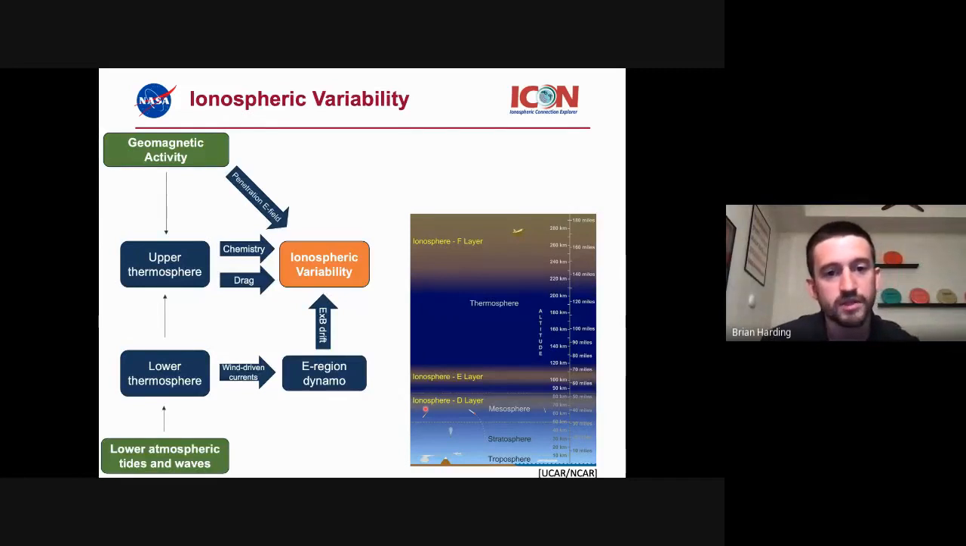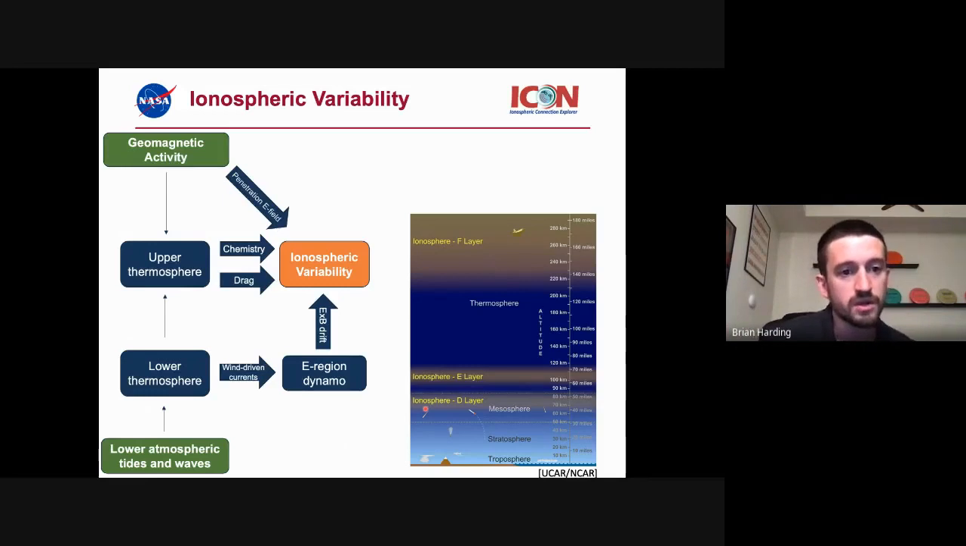So the main motivation of ICON is to understand ionospheric variability. For those that aren't aware, since the ionosphere is produced by solar radiation, you might expect that the daily cycle of the sun rising and setting would be reflected in a continuous daily cycle of ionospheric density and altitude. But observations suggest that's not the case. The ionosphere varies from day to day in a way that can't be explained simply by solar radiation.